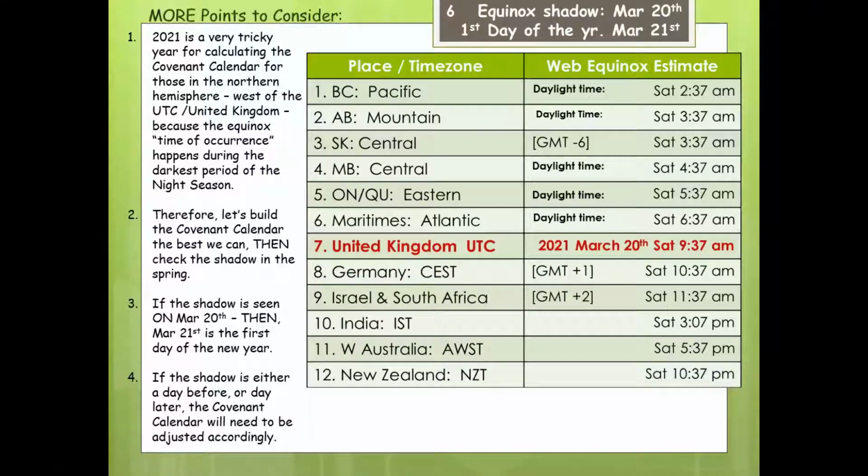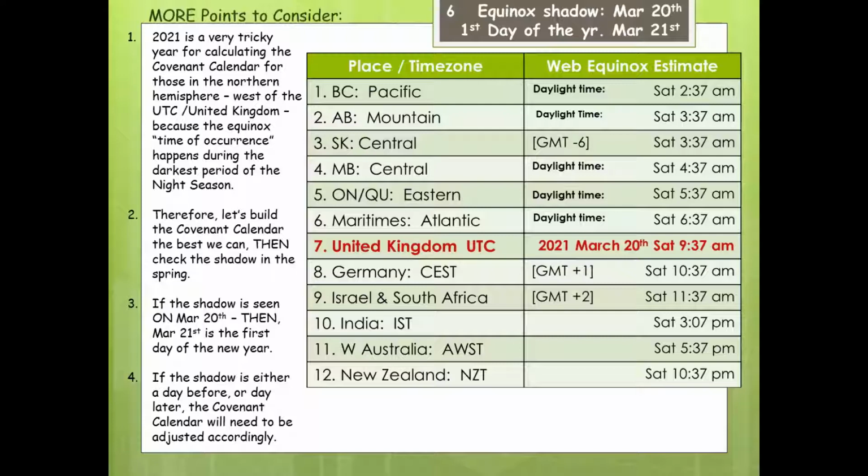So I passed the assignment back to Ben, and I haven't heard from him. But anyway, 2021 is a very tricky year for calculating the covenant calendar for those in the northern hemisphere that are west of this universal time zone, or the United Kingdom, west of there, because the equinox time of occurrence happens to be during the darkest part of the night season. So it's trickier for us. It seems trickier for us, but it doesn't have to be that way. I just want to bring this to your attention. We're sort of the time zones that always have to deal with the leftovers, right? It's just a little trickier.